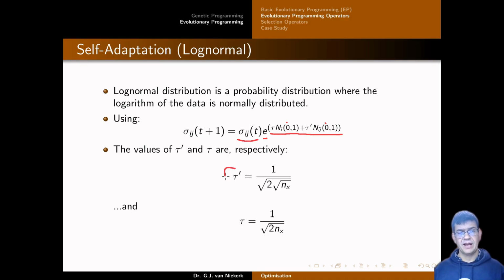And these two tau values are calculated based on this. It takes into consideration the number of dimensions of the problem, and that is then used to scale that value. Very importantly, you have your normal distributions, so you have that little bit of randomness as well. But that's lognormal for self-adaptive.